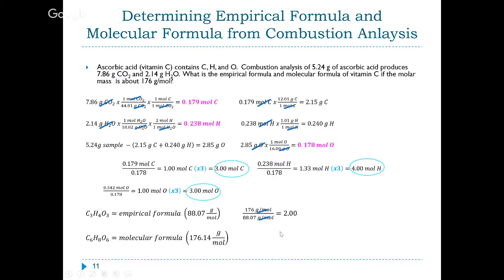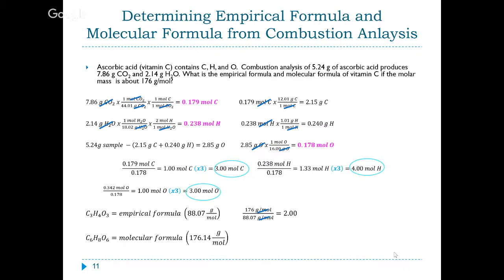Now this is the tricky part, or the thing that we tend to forget. For every mole of water, we actually have 2 moles of hydrogen. So here it's a 1-to-1 conversion. Here it's a 2-to-1 conversion. But we multiply everything through on the top. We multiply everything through on the bottom. We divide the bottom into the top. We get 0.238 moles of H.